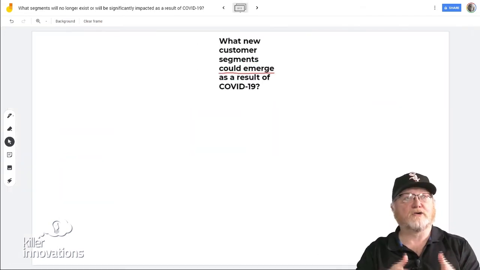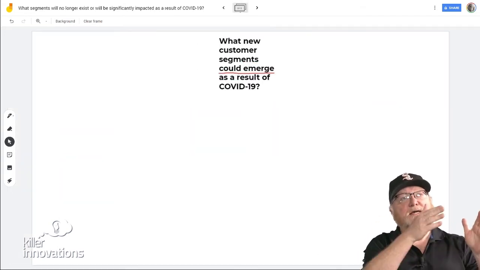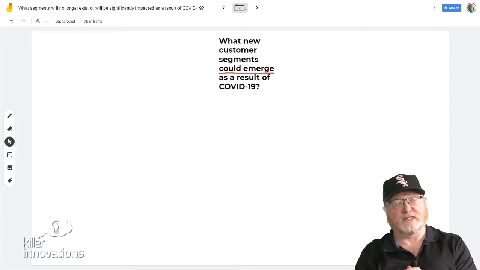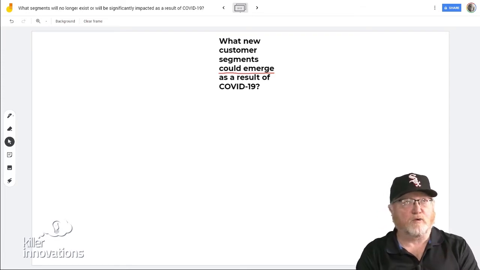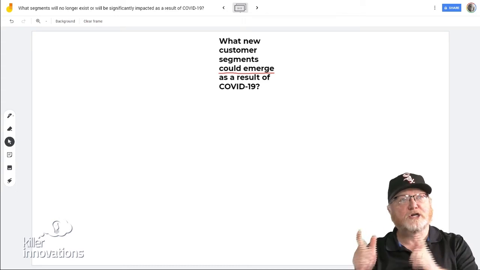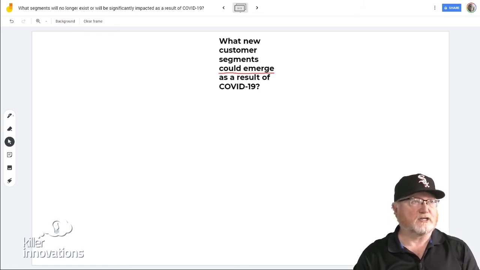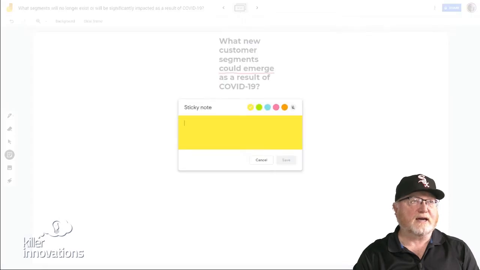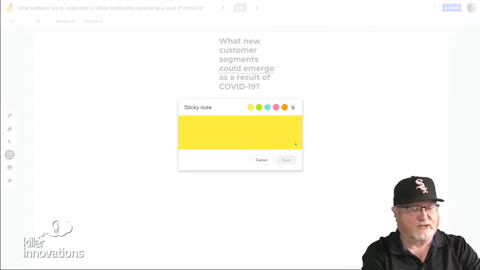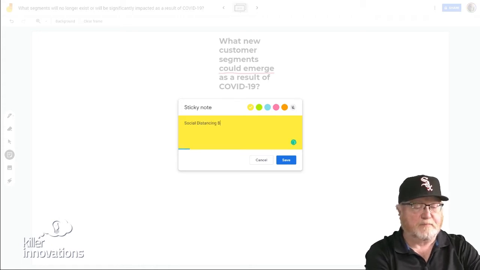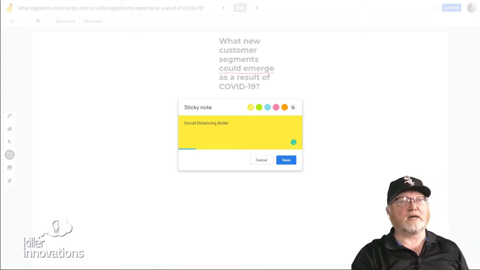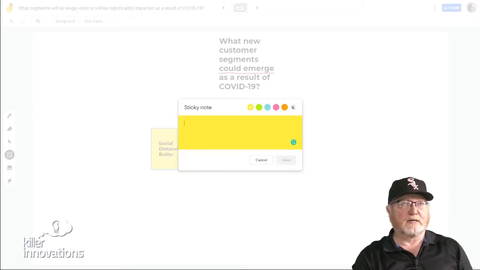Now that we focused on those segments that are going to be impacted as a result of COVID-19, let's move on to the second question. What new customer segments could emerge as a result of COVID-19? What are some of those new customer segments? So, one that I came up with, which I think is kind of an interesting one, is what I call the social distancing butler. And what do I mean by a social distancing butler?